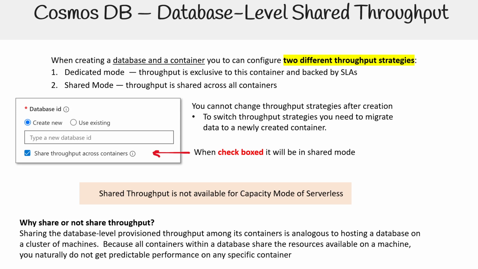So I think it's mostly a cost strategy kind of thing, because if you have a bunch of containers and they're not being used, you want it evenly distributed. But yeah, that's all there is about that feature, okay?